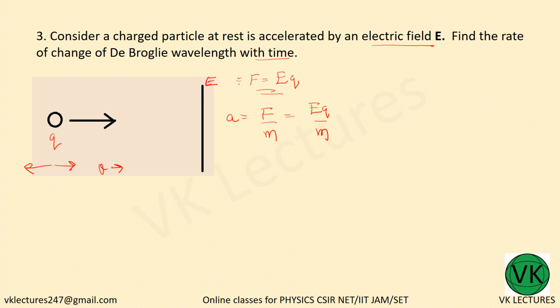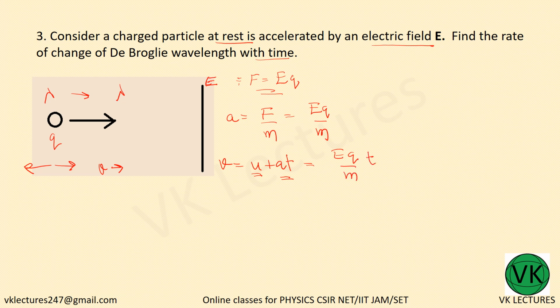Now when velocity increases, momentum will increase. When momentum increases, the de Broglie wavelength decreases. So lambda here will have some value, and as the charge moves, lambda changes. Now what is v equal to? v equal to u plus at. What is u? Initially the charge is at rest, so u is zero. So velocity will be a times t. What is a? a is nothing but eq divided by m, times t.